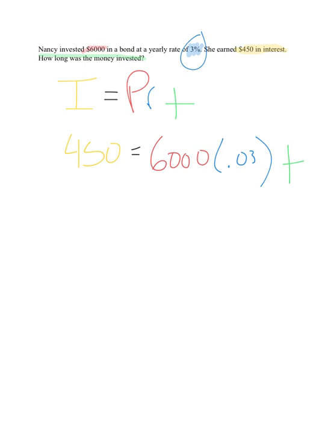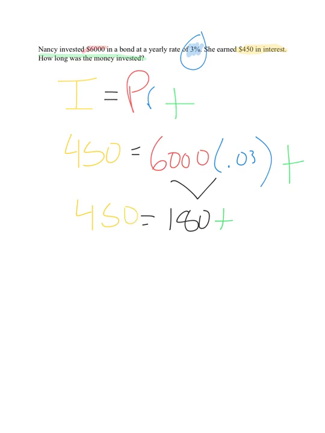So we're going to solve for T. We're going to multiply 6,000 times 0.03. When we do that, we're going to be left with 180 T, and then our interest, once again, is 450.